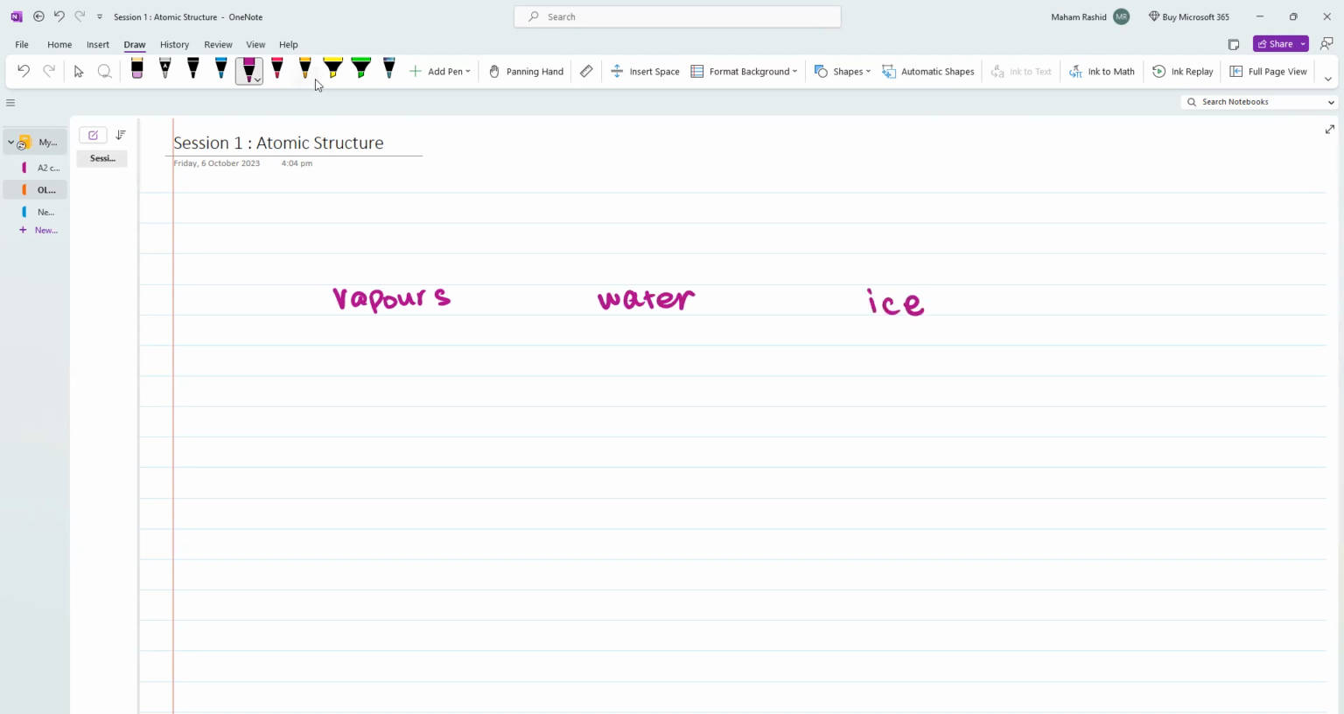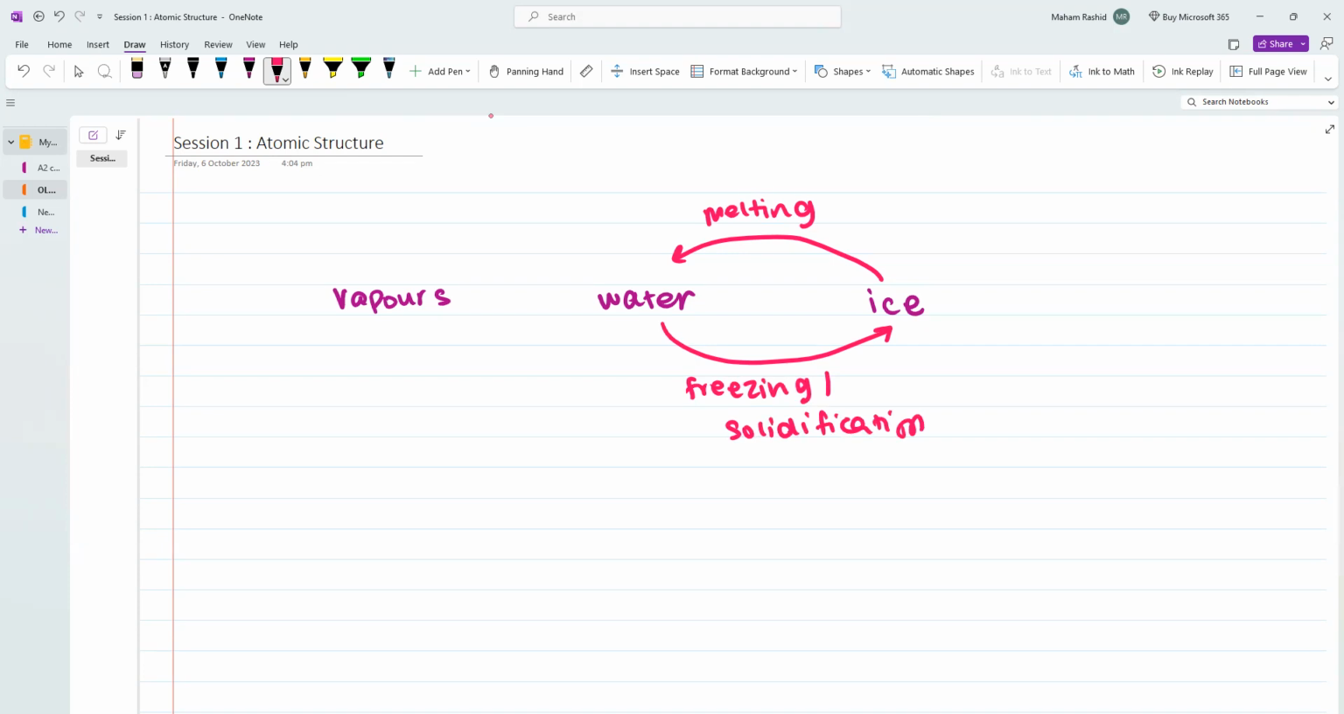Okay. So here, what's happening is, what do you call the process when ice turns to water? It's melting. Yeah, it's called melting. What do you call when water goes to ice? Freezing. Yeah, it's called either freezing or solidification. Water going to a vapor form, what is that? Water to vapor, that's evaporation.